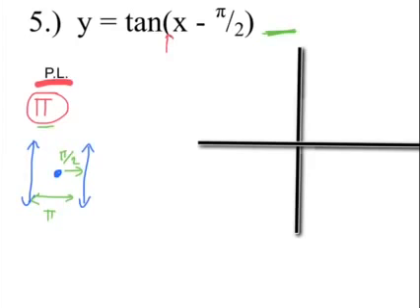But since I've got this minus pi over 2, I need to play that into the situation. So minus pi over 2 is going to take my graph to the right, pi over 2. So I'm going to go to the right, pi over 2, and make a dot. Okay, I just went over and made a dot. Okay, that dot right there is at pi over 2.